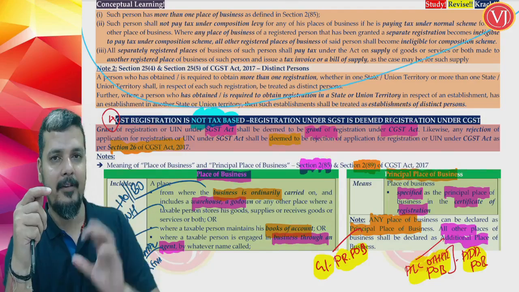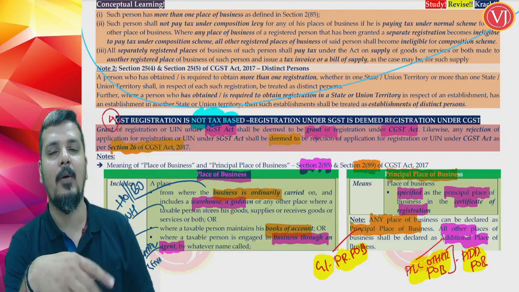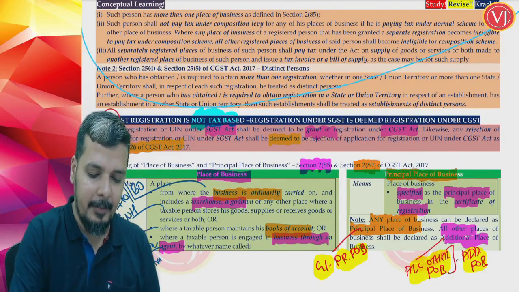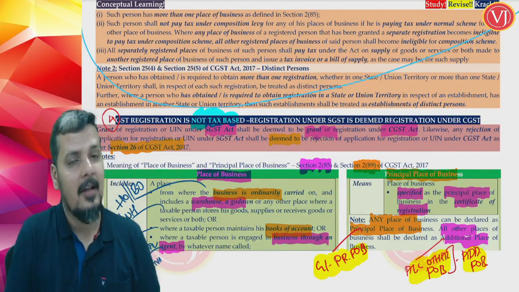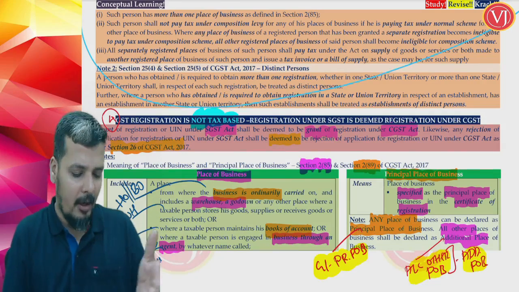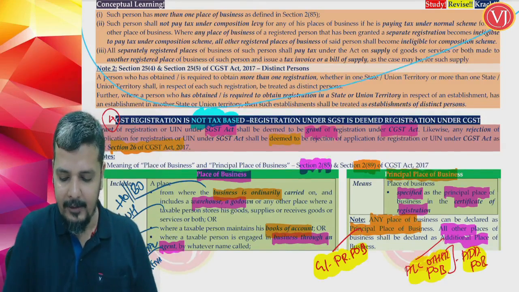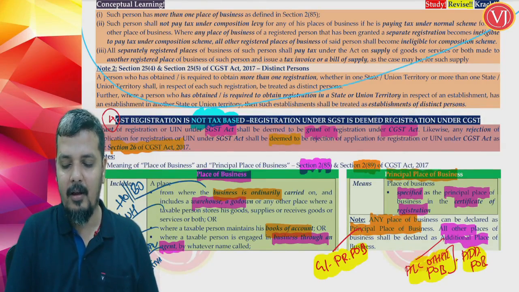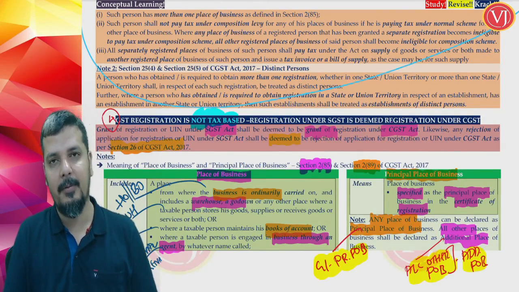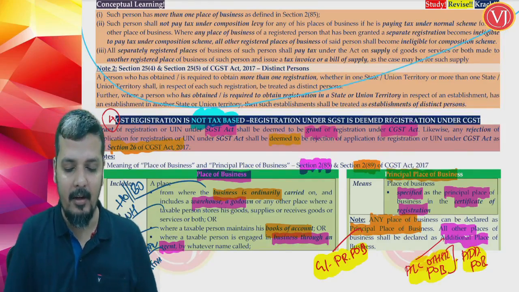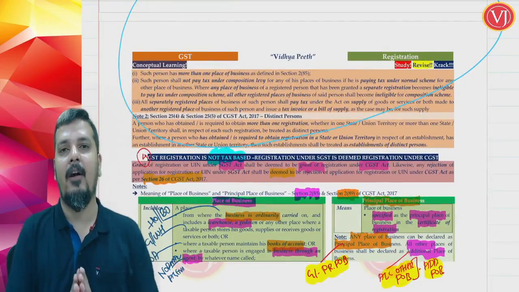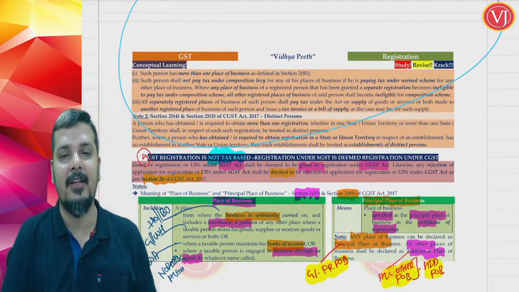Now all these are places. Supposing your places of business in Tamil Nadu are, say, 50. Only one of them you will select as the principal place of business. That one of them can be even godown number 10. It need not be the head office. All the other places of business will become your additional places of business. So that is all about the definition of place of business and principal place of business. With this, we have understood the base of GST registration, the nature of GST registration.